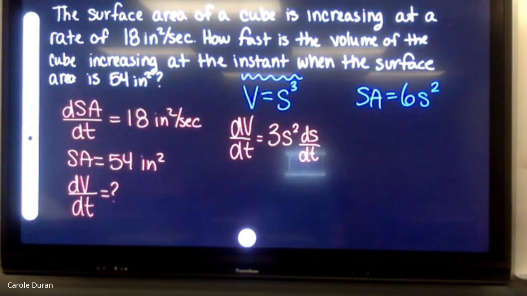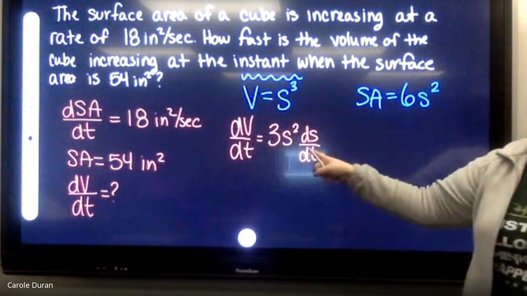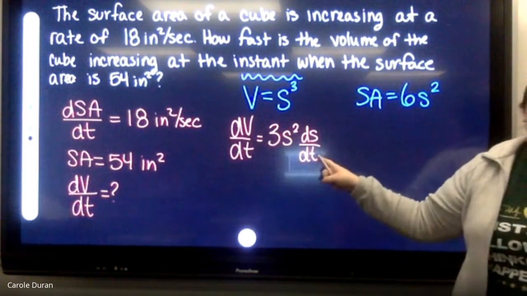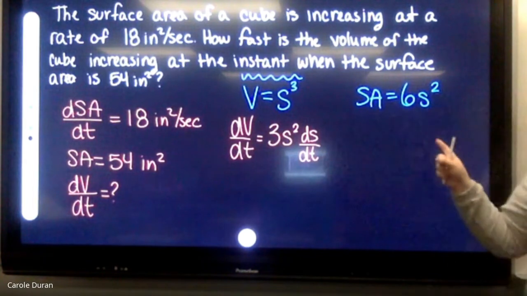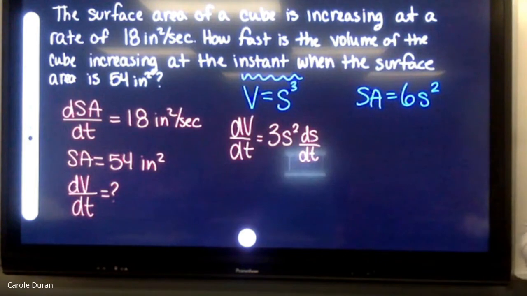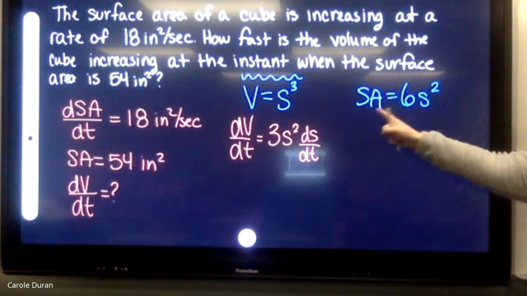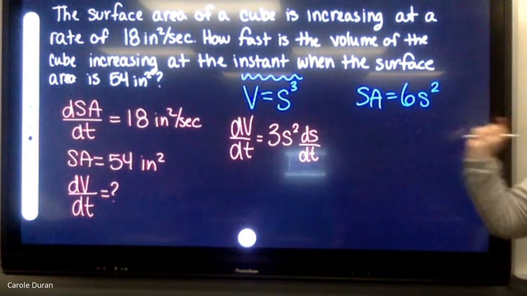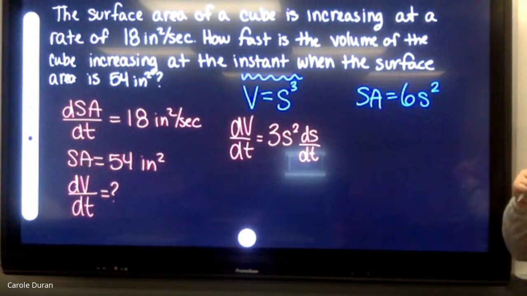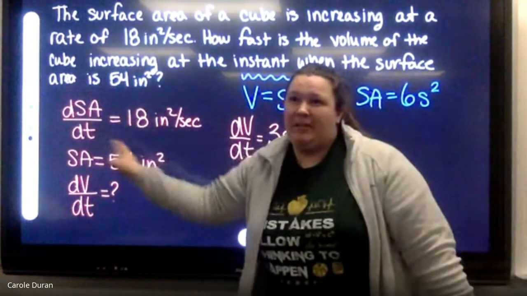Okay, so this is what I'm solving for, but I can't solve for it now because I have an unknown s and I have an unknown ds/dt. So I'm going to use my surface area to solve for that unknown s and that unknown ds/dt. In order to solve for ds/dt, I have to take the derivative of an s somewhere. So I'm going to have to differentiate my surface area equation. So let's take the derivative of this because I have some of the information that's going to plug into it.